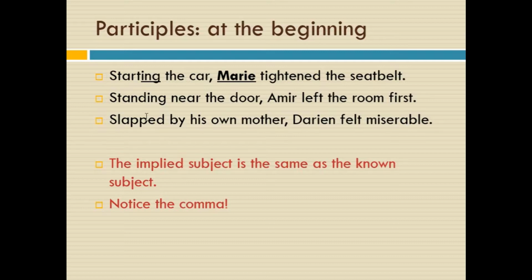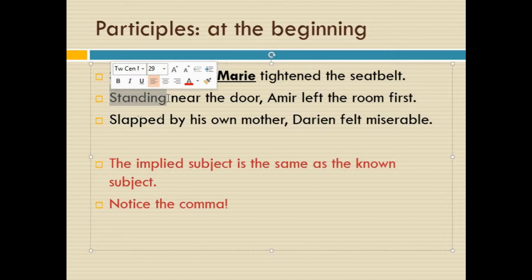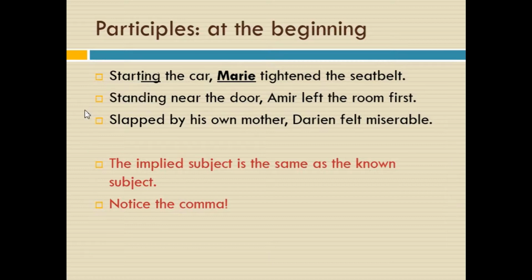It's between a verb and an adjective. It's almost both of them actually. So my subject is still the same. It's still Amir. Standing near the door refers back to Amir, describes Amir. That's why it's called an adjective, almost. And I have to notice my comma here.